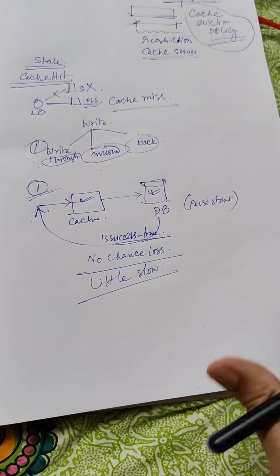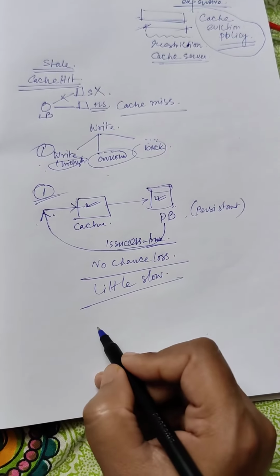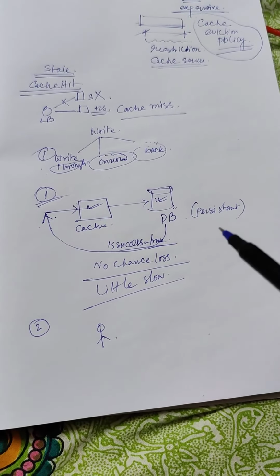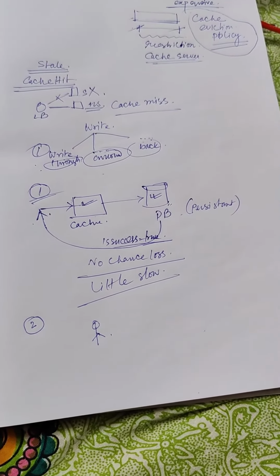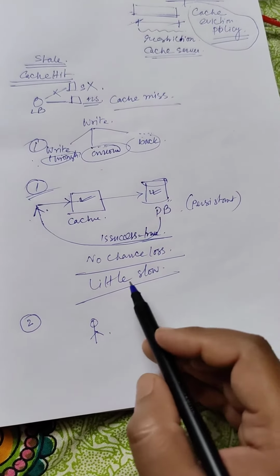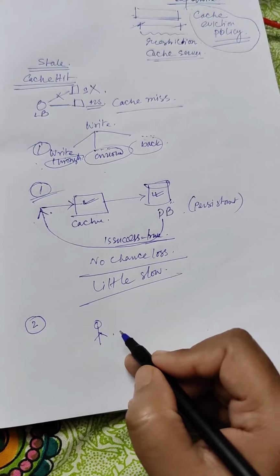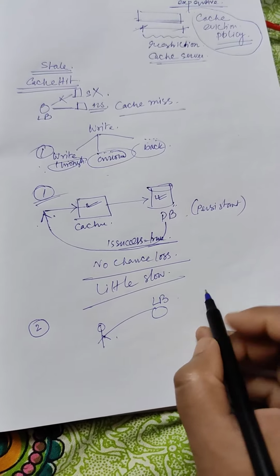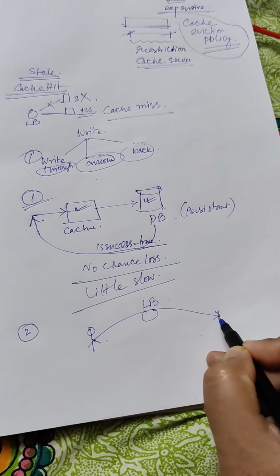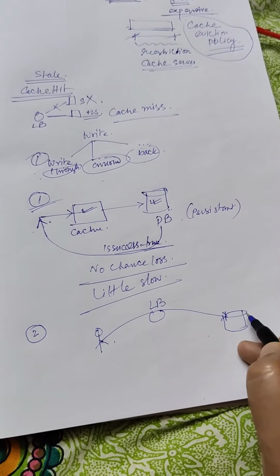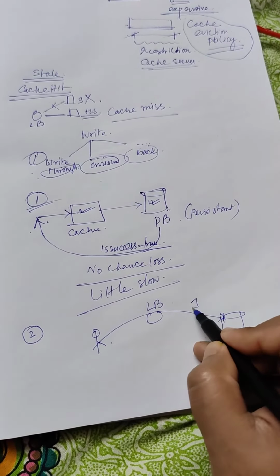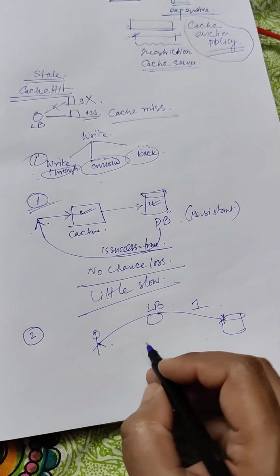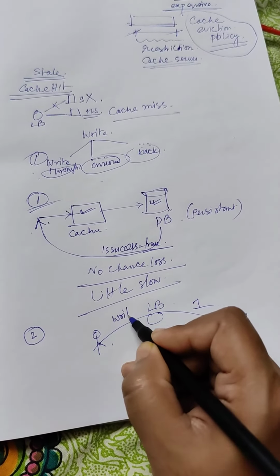Okay, so let's come to the second category. Suppose this is our user, and this is category number 2, which talks about write around cache, right? In this case, the user directly talks to the load balancer, and the load balancer talks to the database server, right? So this is our database, and this is the first request, which is a write request.